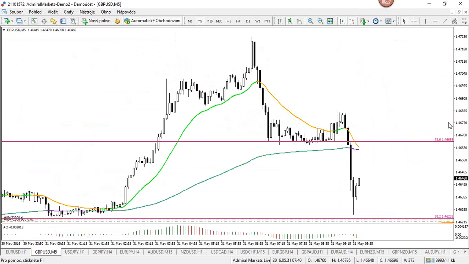Let me take a look at where the pivot points are for today. Let's see. Well, price is right at the pivot. The pivot is 146.50 actually. So at this moment, I would not be interested in a long.